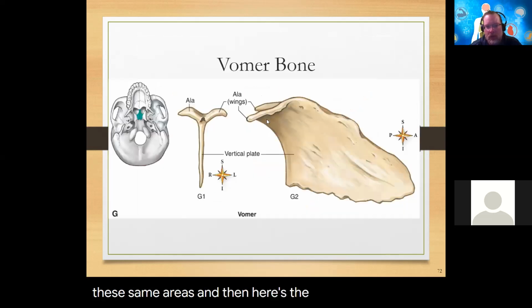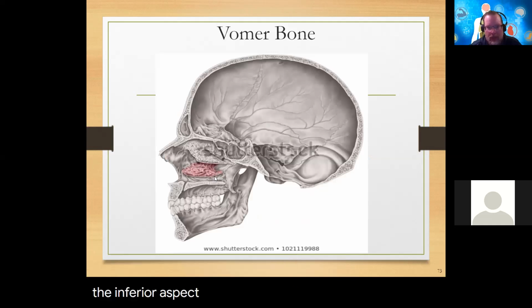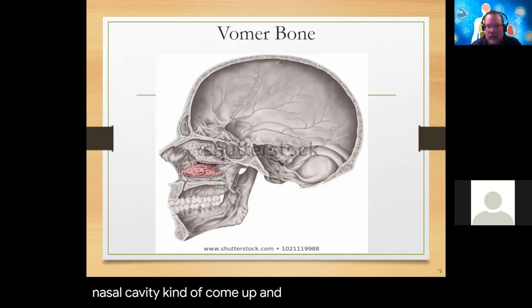And then here's the vomer by itself. This is the plow bone. It looks like a plow blade. And again, it helps to form part of that nasal septum. So you can see the inferior aspect of the nasal septum. The ethmoid bone and that perpendicular plate come down, and then the vomer bone from the bottom, connected to the floor of the nasal cavity, comes up and connects and forms that left and right nasal septum. Okay.